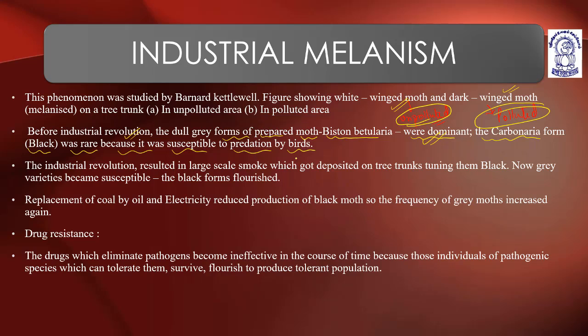So moths come to have the Carbonaria form, which was black and totally contrasting with the green layer of lichens on the trunk of the tree. Suppose I draw a trunk of the tree. This trunk was basically covered by a greenish layer of lichens, and this green layer was covering the whole trunk.